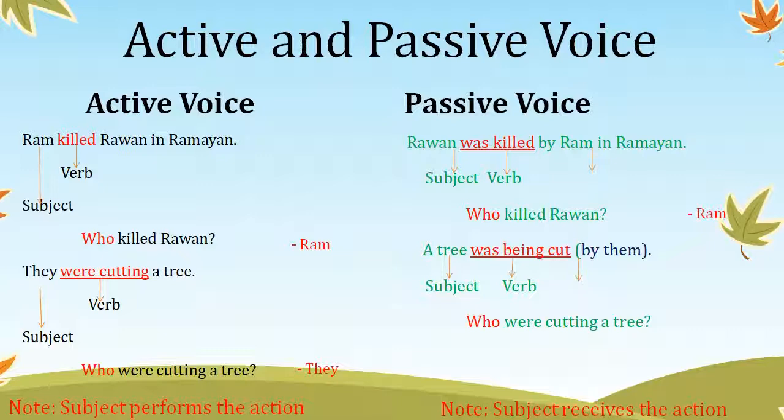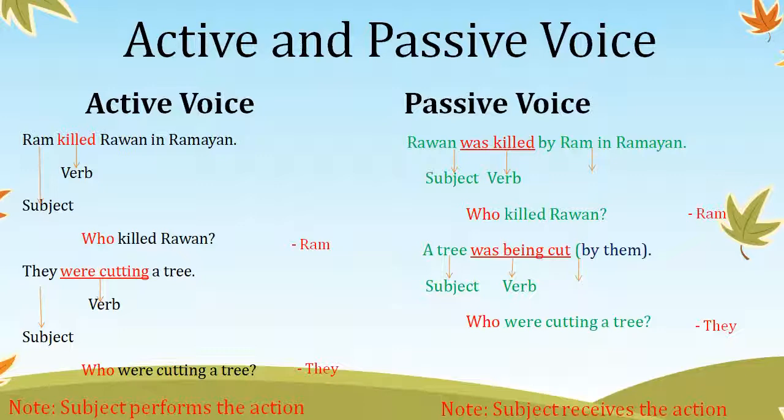A tree was being cut by them. What is the subject? A tree. The verb is was being cut. Try to understand that. And what was being cut? A tree was being cut. By whom? By them. So what I want to mean from these two examples is that the subject receives the action. The subject receives the what? Action. Okay, so that we must understand.